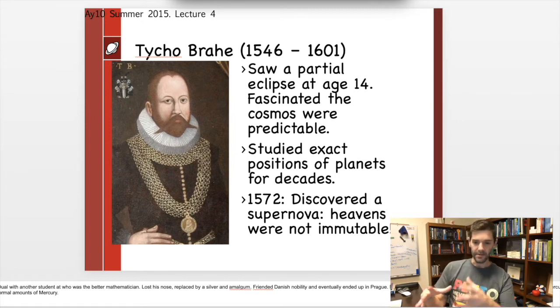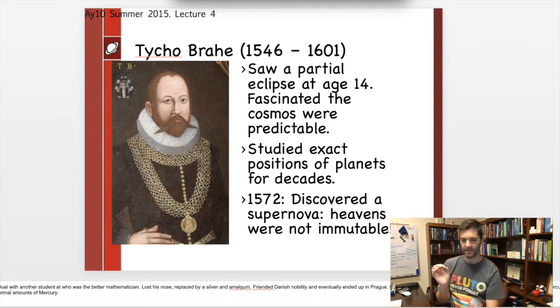But there were also these other interesting wandering points of light. They knew of five points of light, which they called Mercury, Venus, Mars, Jupiter, and Saturn.